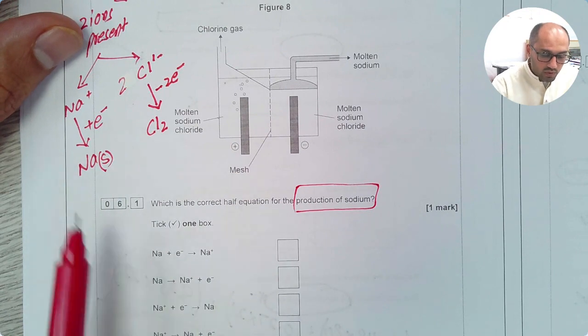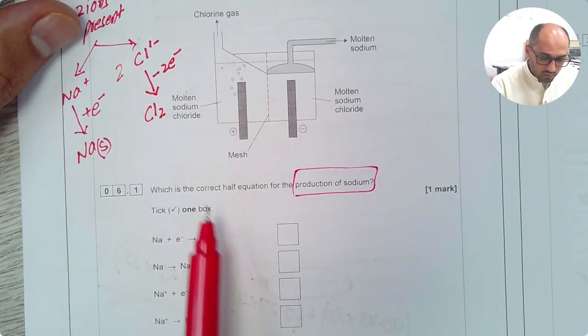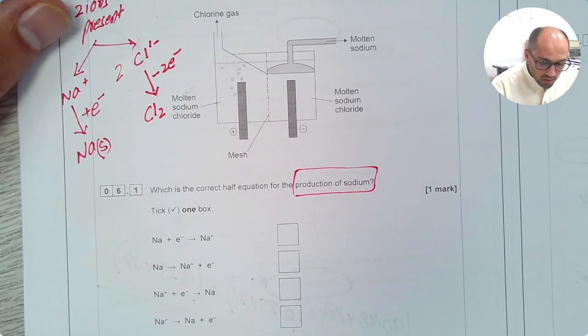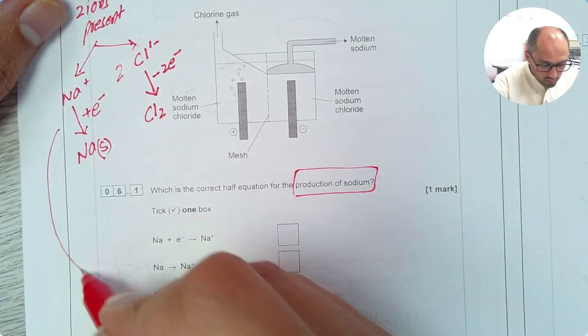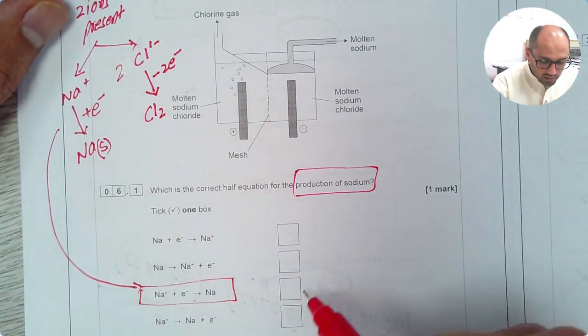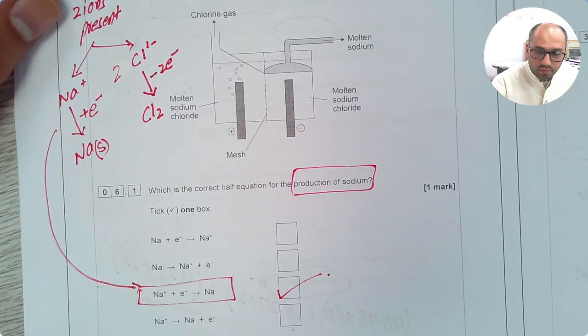I just have to see which equation goes in line with this one. So out of these 4 given equations, there's only one equation which is similar to this, which is equation number 3. So the answer is this.